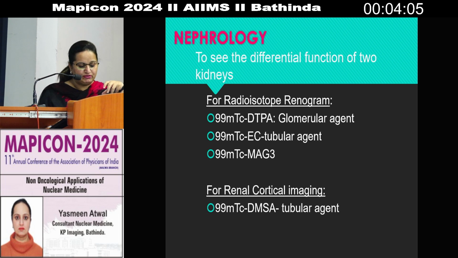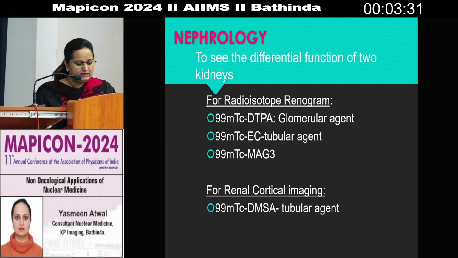So the things we use for it is a 99 technetium DTPA, which is a glomerular agent. It gives us the GFR. And 99 technetium EC, it is a tubular agent, it will give us ERPF. Now where to use this DTPA or EC? Normally written is DTPA. At times we have to change it to EC. EC is basically done in pediatric population and in patients with creatinine higher than 2. Whereas DTPA is routinely done in normal creatinine values in a population more than 16 years of age.